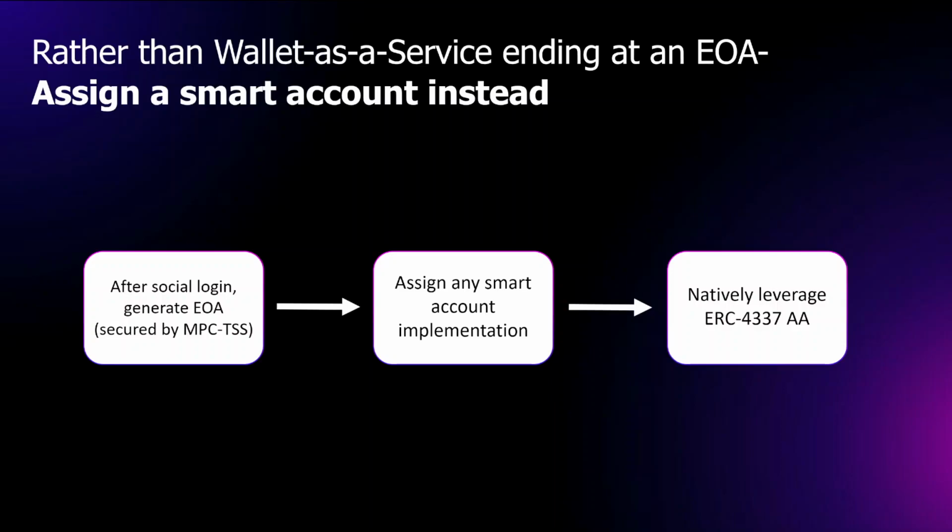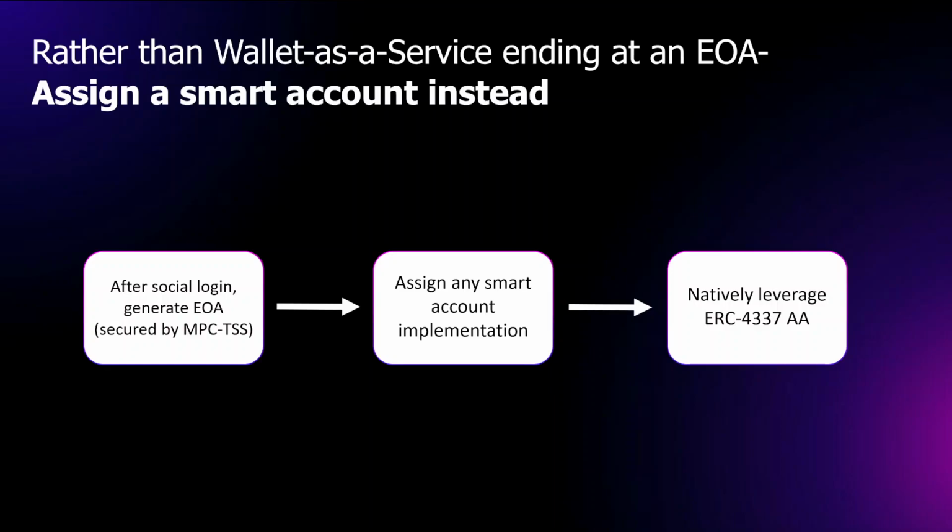So the alternative instead is to still generate an EOA, but instead of ending there, continuing this process and actually assigning a smart account to that EOA and having that smart account be the mechanism of interaction with a given application that a user has. Rather than ending at the EOA, using that for interaction, we continue onto a smart account and use that instead. So basically the flow here, you log in with your social account, an EOA is generated, of course, in this case, secured by MPC TSS.